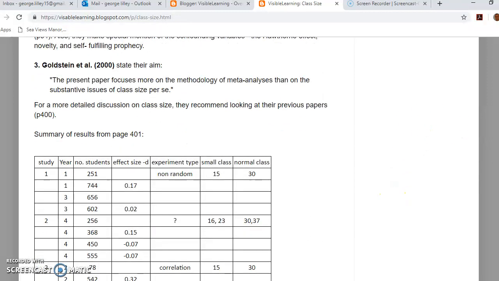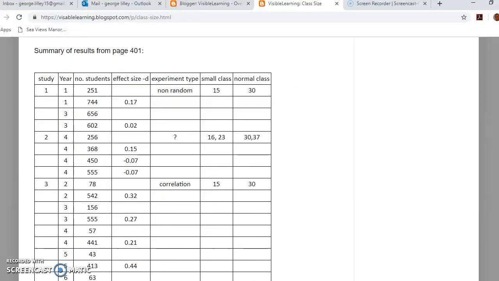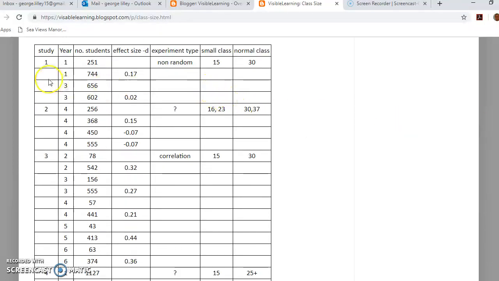The third study that Hattie used was Goldstein. It's strange that he uses this because Goldstein in their introduction say the present paper focuses more on the methodology of meta-analysis than on the substantive issues of class size per se. They recommend looking at their previous paper to get the details, and they summarize some of the details in their paper. So this study is more consistent with the Glass, where there's a range of different class size reductions. They've looked at a number of studies. They've referenced the age or the year group of the students and how many students are affected.